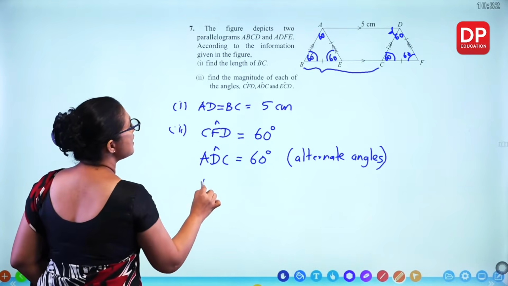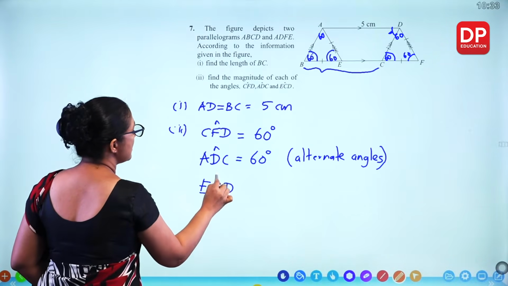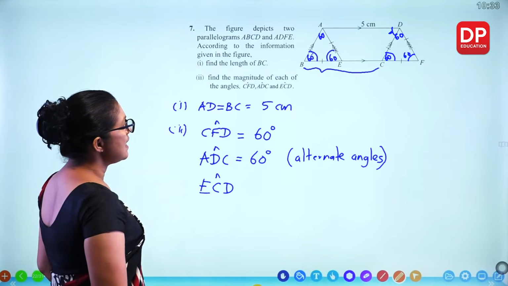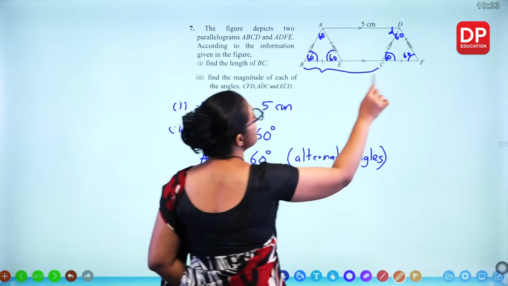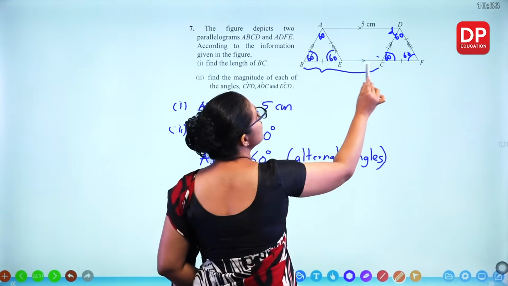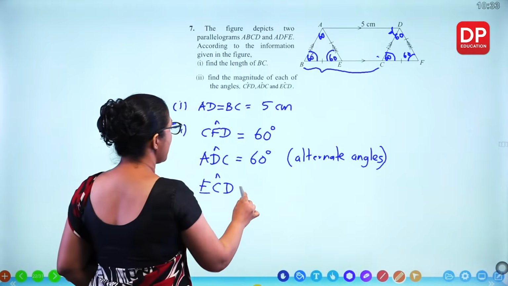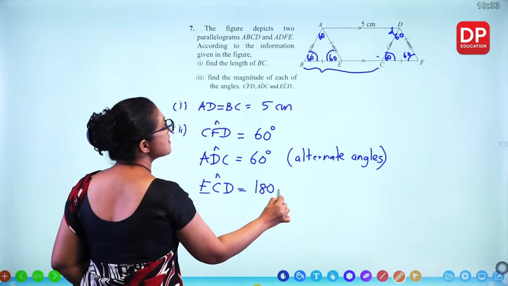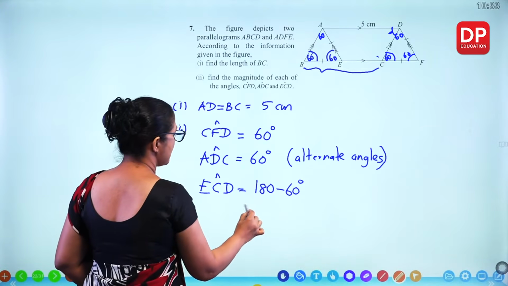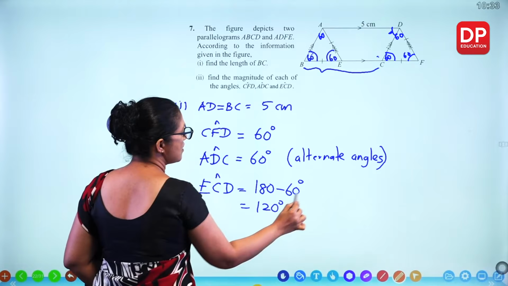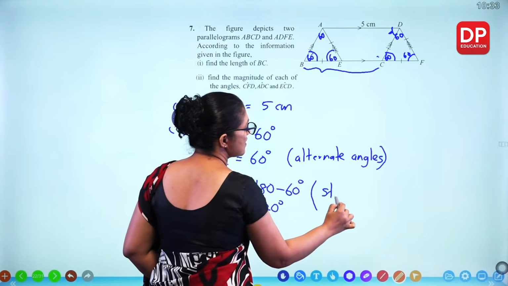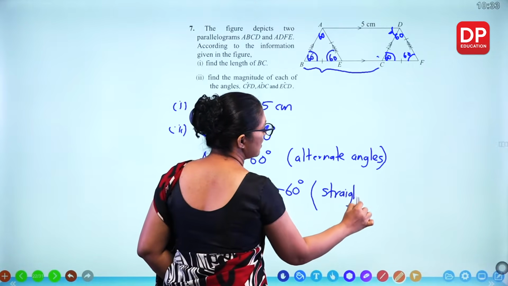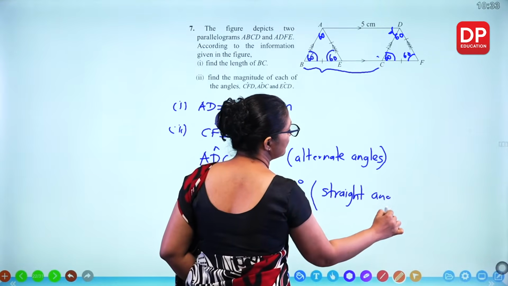Then the last one, ECD. Where is ECD? It is this angle. So this is a straight angle. I can write this one as 180 minus 60 degrees, 120. What's the reason? That's a straight angle.